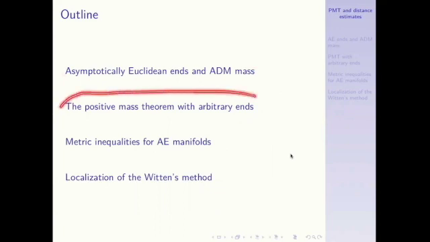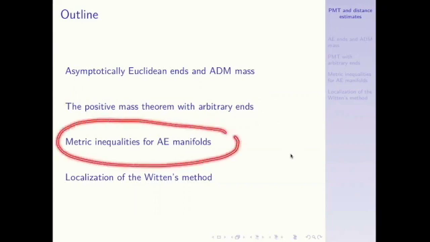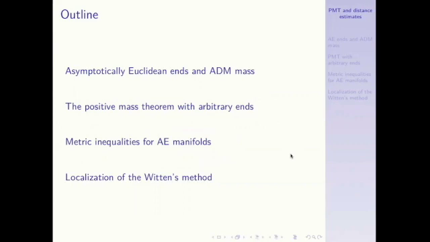In the second part, I will discuss a localized version of the positive mass theorem. And in the third part, I will present the main metric inequalities that I proved together with Rudolf Zeidler in the spin setting. And finally, in the fourth part, I will give a sketch of the proof.